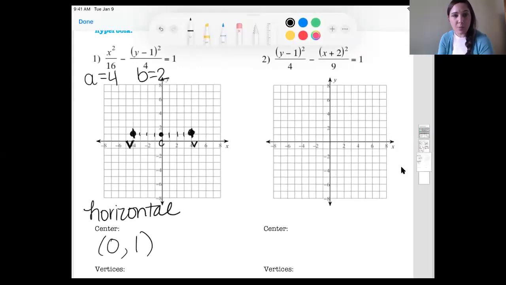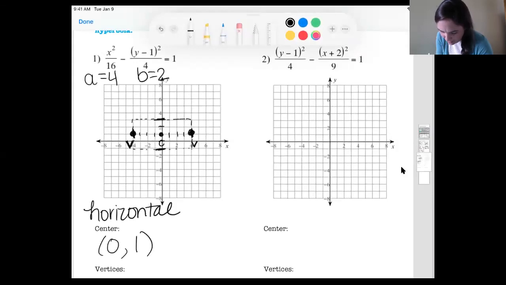Now my b, I'm going to go up and down 2. So 1, 2. I'm going to mark that with a dash because that's my co-vertices, down 2. Mark it with a dash because they're not actually points on our hyperbola. So why would we need to mark it with a point? We don't. All right, I am now going to make a box using these values.